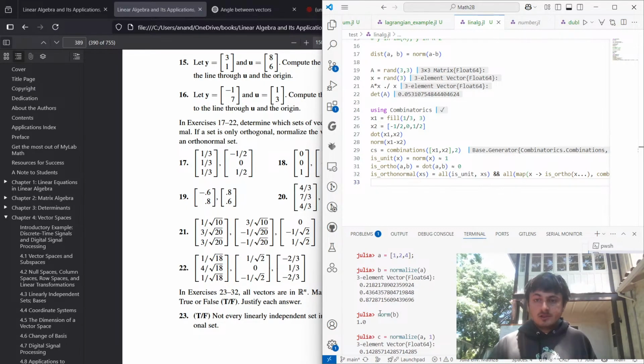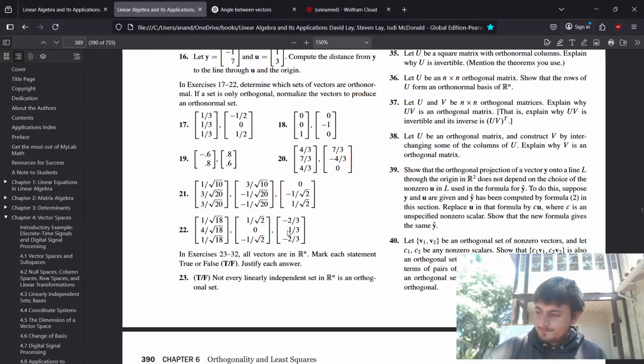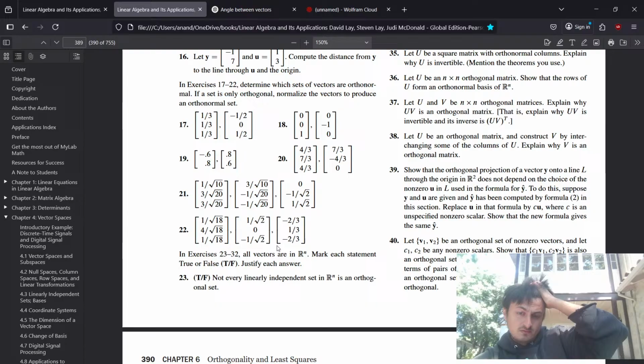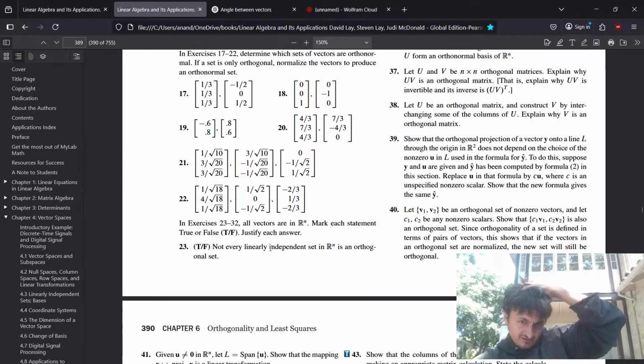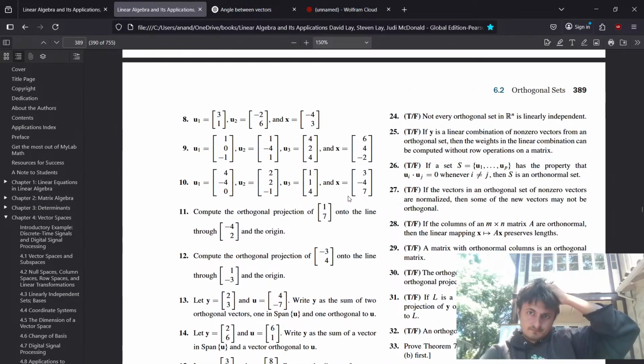All right. So true falses. Not every linearly independent set in Rn is orthogonal. Yeah, that's true. Not every orthogonal set in Rn is linearly independent. That's false.